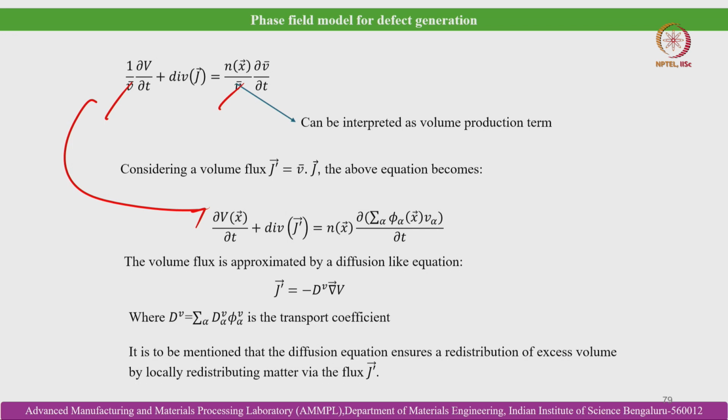So the volume flux is approximated by a diffusion-like equation here: j bar prime is equal to minus dV grad V, where dV is the diffusion coefficient, the diffusion matrix I would say, equal to summation of alpha d alpha V phi alpha, V being the transport coefficient. It is to be mentioned that the diffusion equation ensures a redistribution of excess volume by locally redistributing matter via the diffusion flux j bar prime.